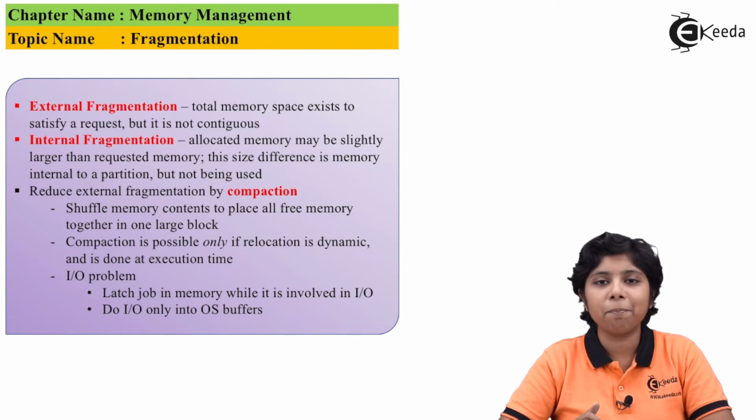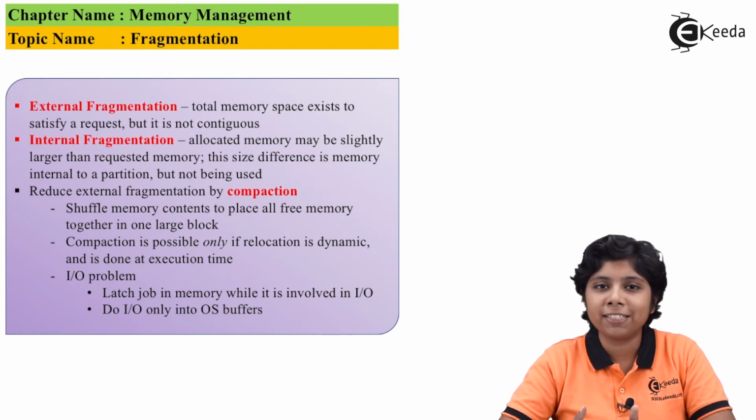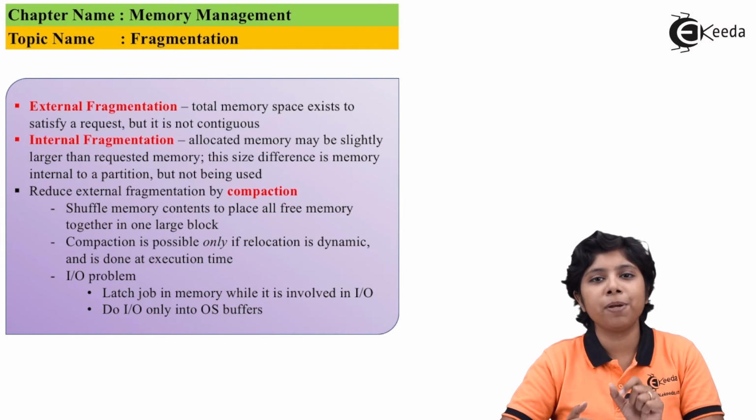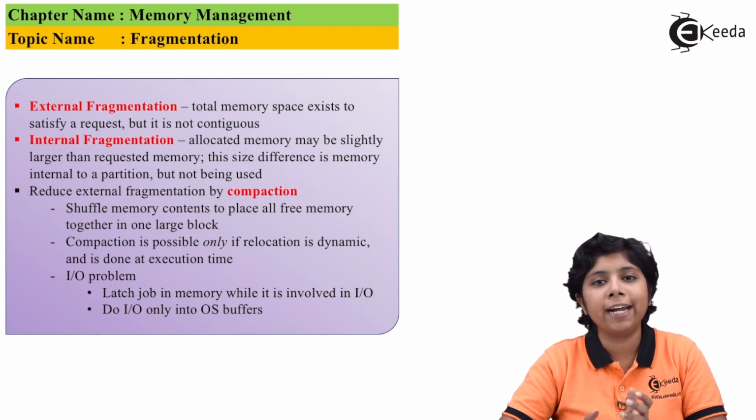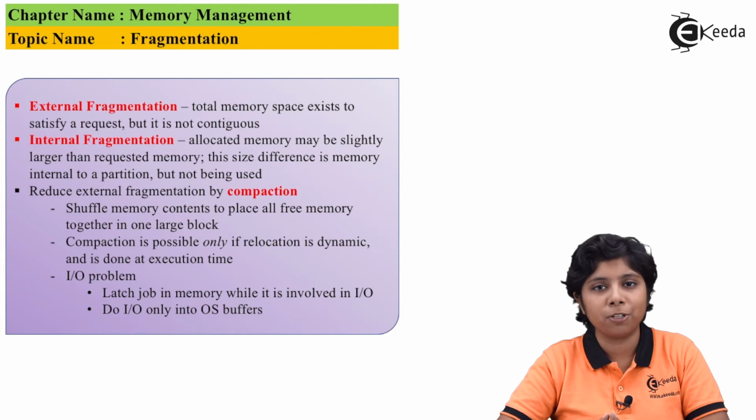In execution time binding, the dynamic linking of the shared libraries or library routines needed by the processes can be done with the help of compaction. Where dynamic relocation is possible, it only needs moving the program and the data associated with it, and changing the address of its base register to reflect the new address, so that compaction is possible.